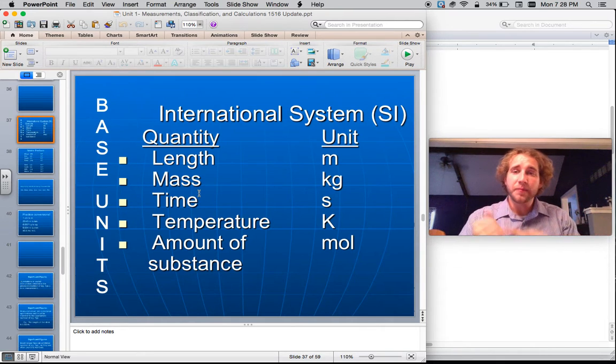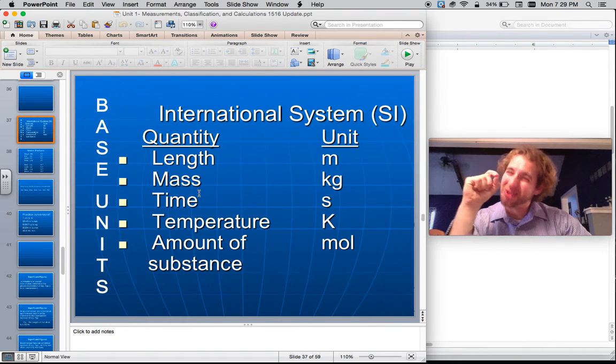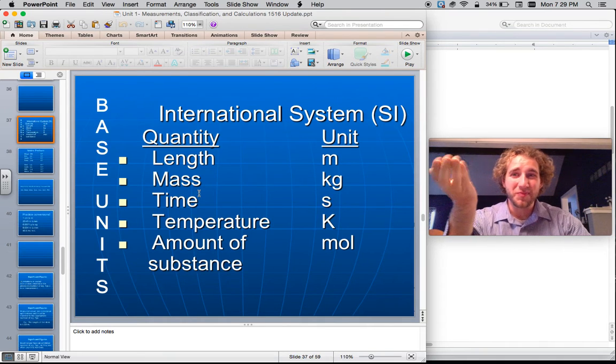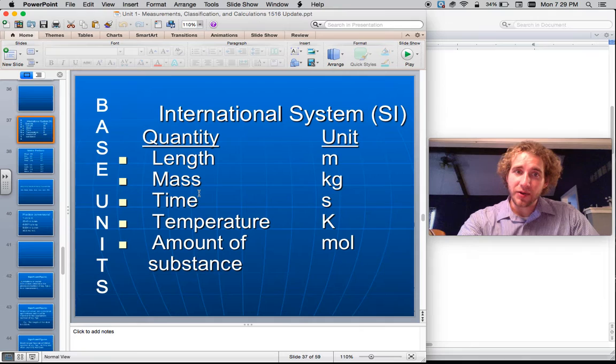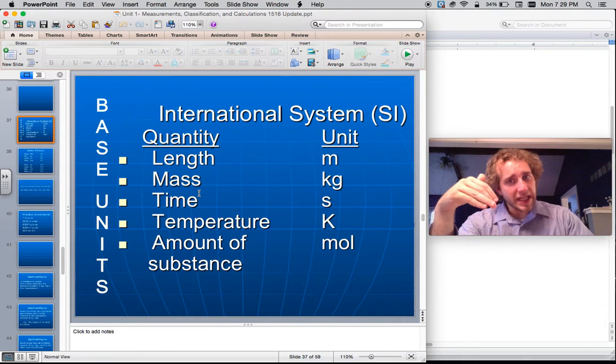So for length, we're going to use meters, meters being the standard metric unit for length. For mass, we use kilogram because a gram is about the size of a paperclip, pretty light, and so we'd have to report really big numbers. So we usually will report kilograms. For time, we use seconds.